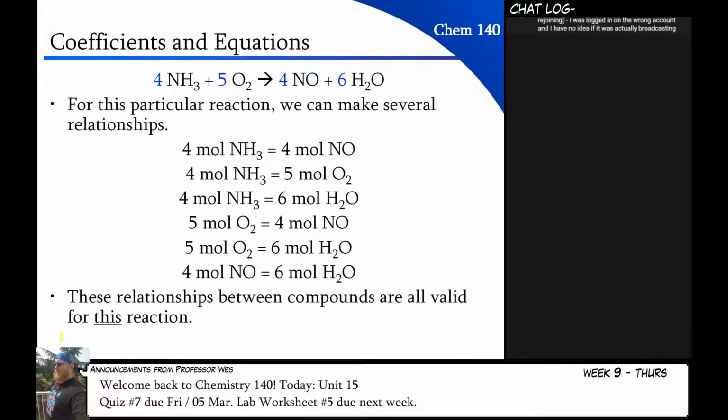Since there are 4 different things, I could compare ammonia to each of the 3 other things, compare oxygen to the other two, and then NO to water, which is left over. All of these relationships are valid specifically for this reaction as written. If I change the reaction, then I have to change the relationship. So these are not absolute truths, but relative truths to the problem that we are exploring.